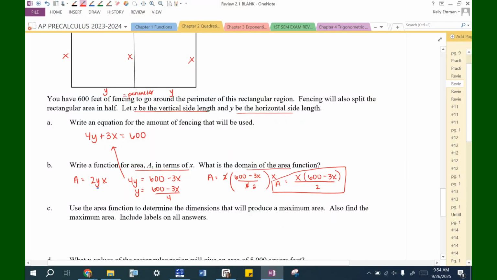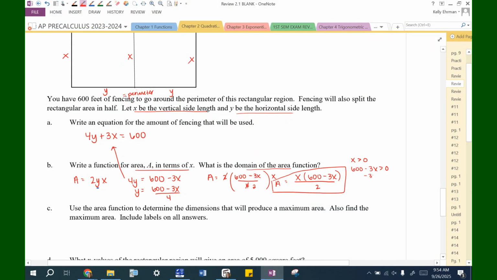All right. And then what about the domain? So think about this now. For the domain, I need areas to be positive and not 0. So x has to be greater than 0 because of this. And 600 minus 3x also has to stay greater than 0. I don't want it to equal 0 because then I don't have any area. I don't want it to be negative.